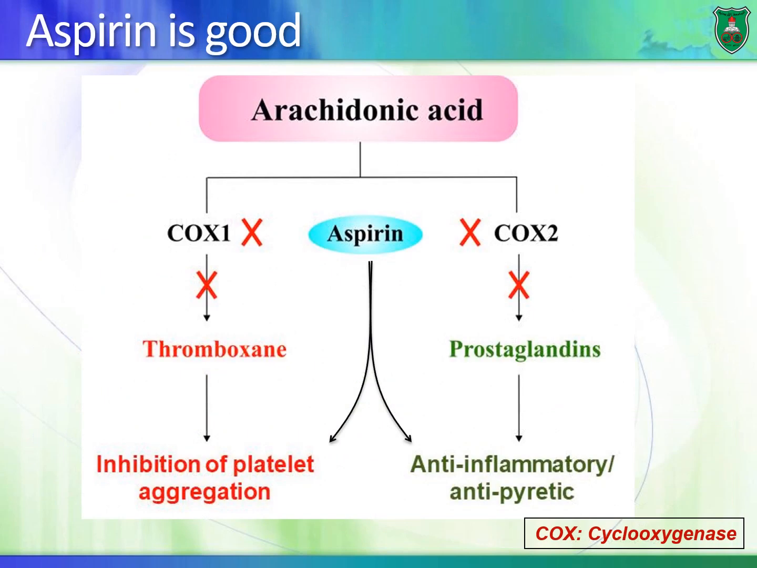Now, here's an important point. So arachidonic acid can be converted to thromboxane or prostaglandins. Now, aspirin was found to inhibit the production of both of these mediators or signaling molecules. As a result, aspirin is an anti-inflammatory medication and it is antipyretic, meaning that it reduces fever, as well as it inhibits platelet aggregation. How does it do that?